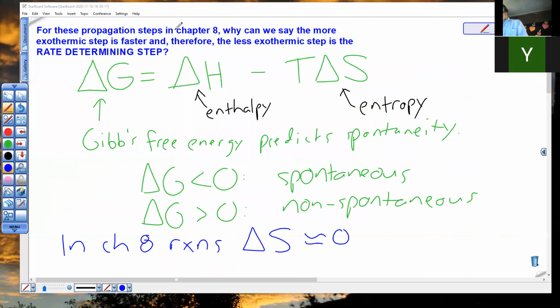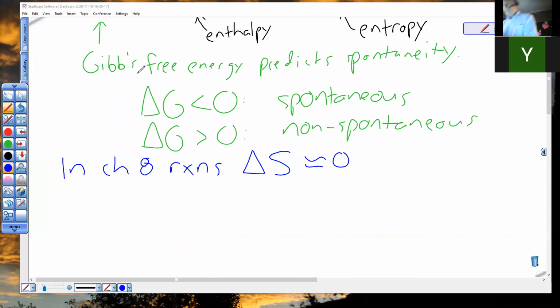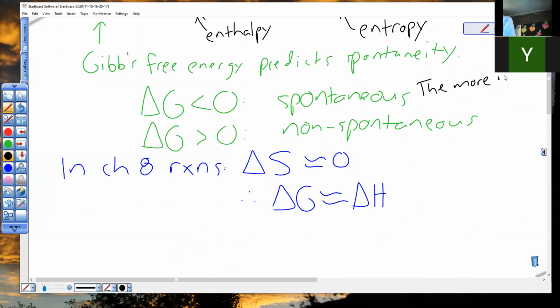If the delta S is 0 up here, then this expression disappears, and delta G is roughly, in chapter 8 reactions, let's move that colon a little bit. Therefore, delta G is the same as delta H, roughly speaking. So that right there says the answer to the question. If delta G less than 0 means spontaneous, then the more negative, the more spontaneous.